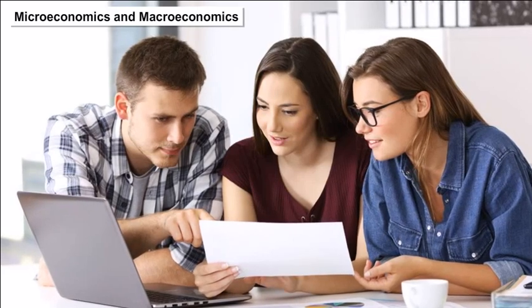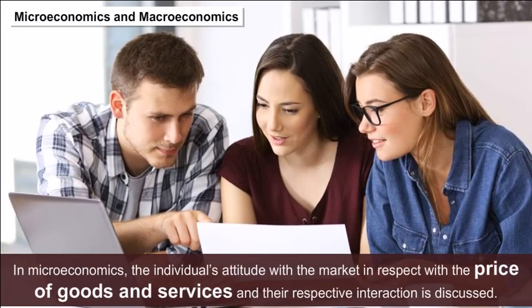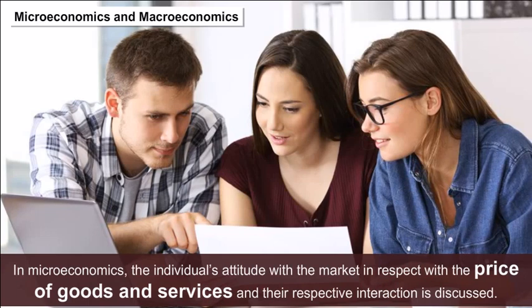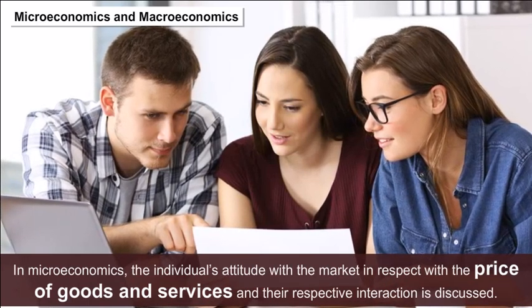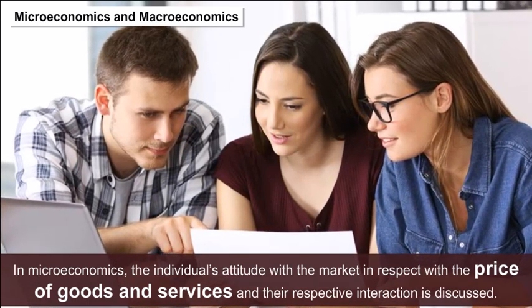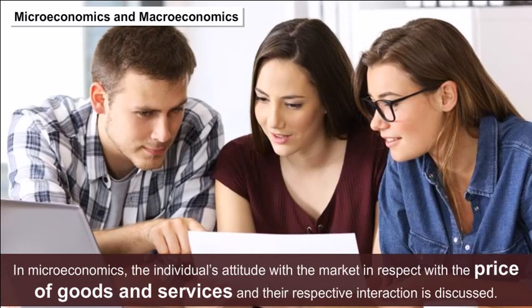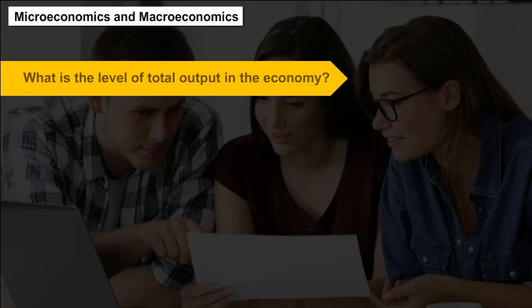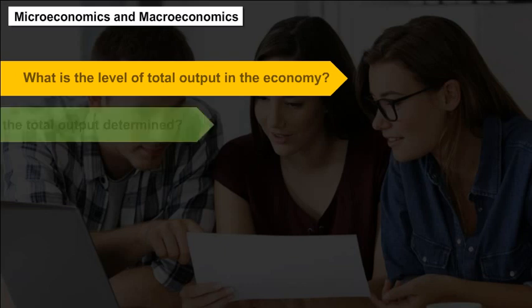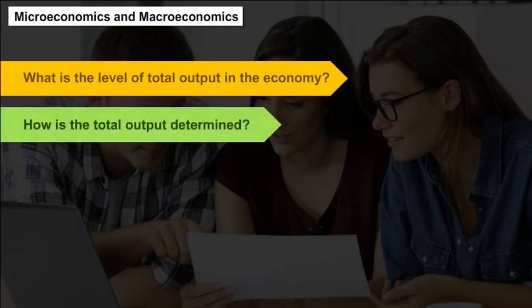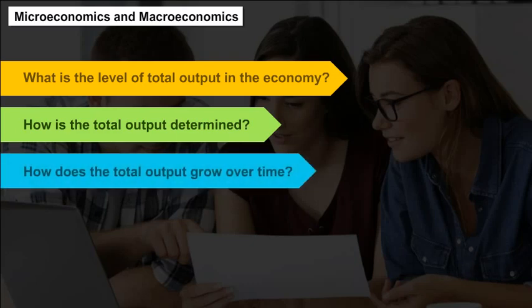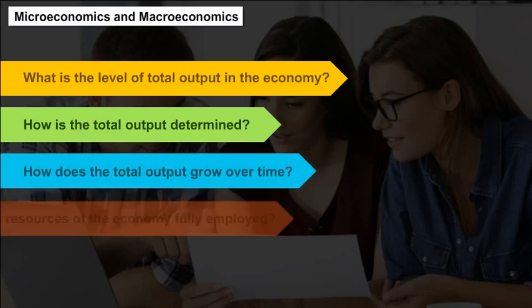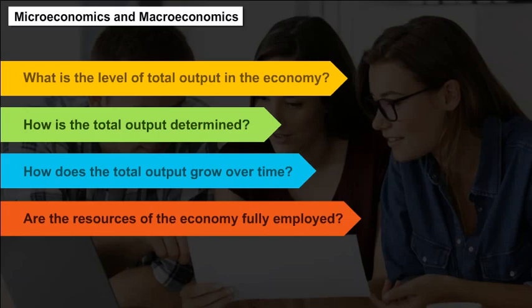Microeconomics and macroeconomics. In microeconomics, the individual's attitude in the market with respect to the price of goods and services and their respective interaction is discussed. Such as, what is the level of total output in the economy? How is the total output determined? How does the total output grow over time? Are the resources of the economy fully employed, etc.?